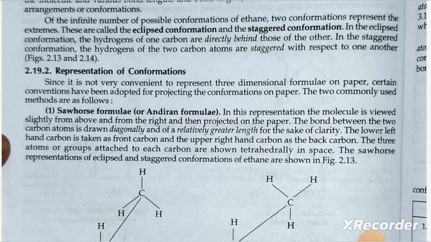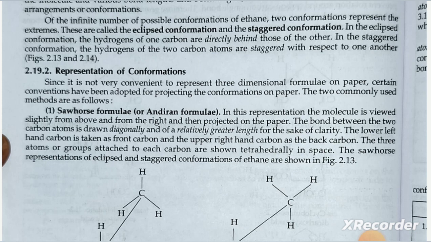Second is representation of conformations. Since it is not very convenient to represent a three-dimensional formula on paper, certain conventions have been adopted for projecting the conformation on paper. The two commonly used methods are as follows. First is Sawhorse formula or Sawhorse projection.